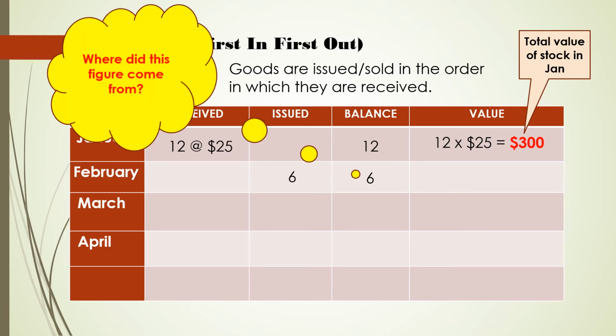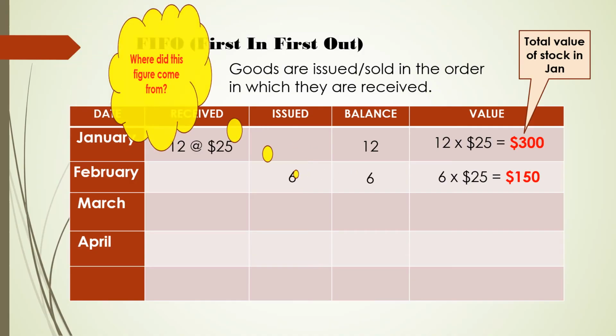Where did this figure come from? Remember, our balance in January is shown as 12 reams and our issues in February is 6 reams. Therefore, 12 subtract 6 leaves us with 6 reams of paper. Our value of stock is therefore 6 by 25, which is $150 as at the end of February.